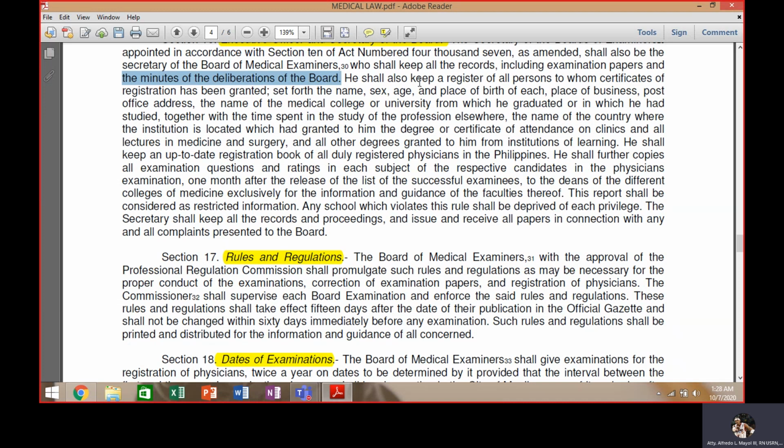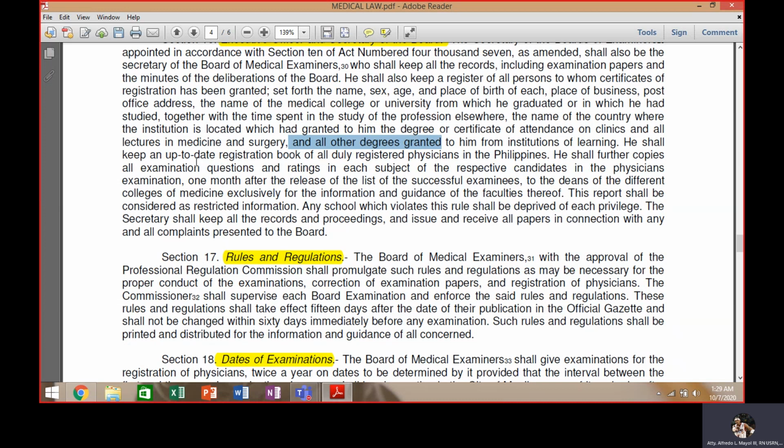He shall also keep a register of all persons to whom certificates of registration have been granted, setting forth the name, sex, age, and place of birth of each, place of business, post office address, the name of the medical college or university from which he graduated or in which he had studied, together with the time spent in the study of the profession elsewhere, the name of the country where the institution is located, which had granted to him the degree or certificate of attendance on clinics, and all lectures in medicine and surgery, and all other degrees granted to him from institutions of learning. Okay, all his credentials are being kept.